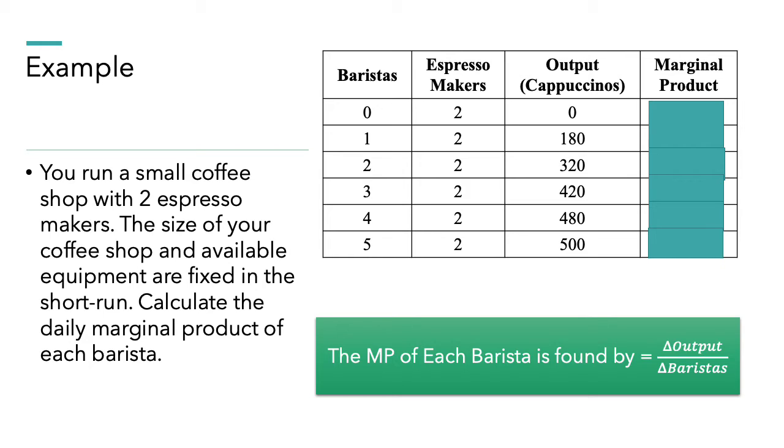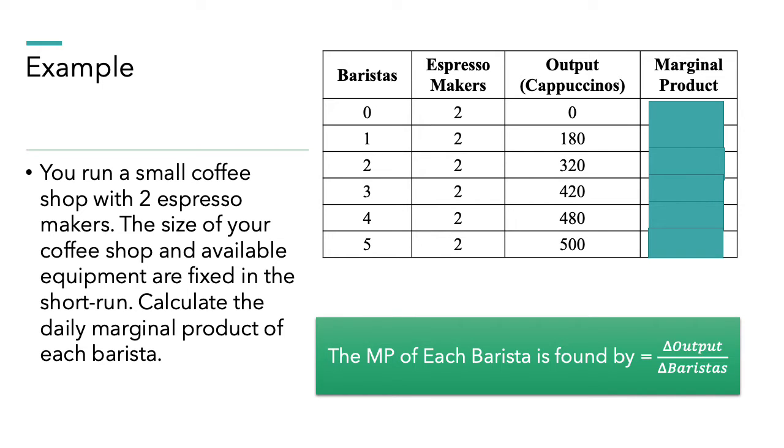Example, let's say you run a small coffee shop with 2 espresso makers. The size of your coffee shop and available equipment are fixed, so you can't buy another espresso machine in the short run. Let's calculate the daily marginal product of each barista. So we'll say the marginal product of a barista is found by the change in output, which is how much production increases as a result of hiring this extra worker, divided by the change in baristas.